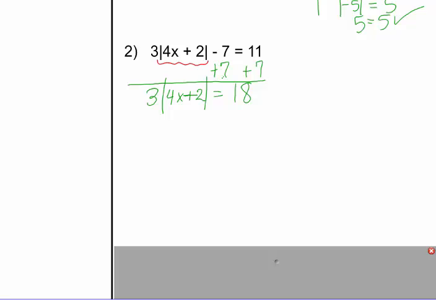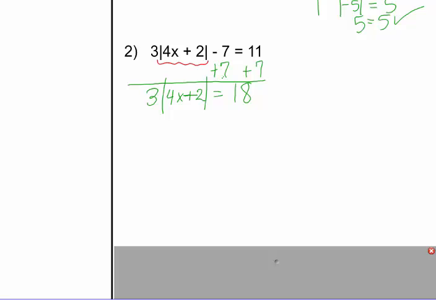Now what I see a lot of students wanting to do is distribute the 3. You cannot distribute the 3 in this case because these are absolute values, not parentheses. You can only distribute with parentheses. So these are absolute values. We're not going to distribute the 3, but we do need to get rid of the 3 in the front.